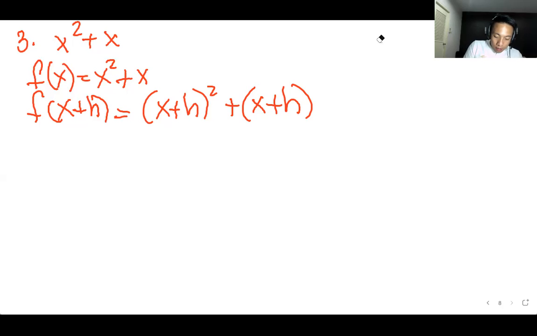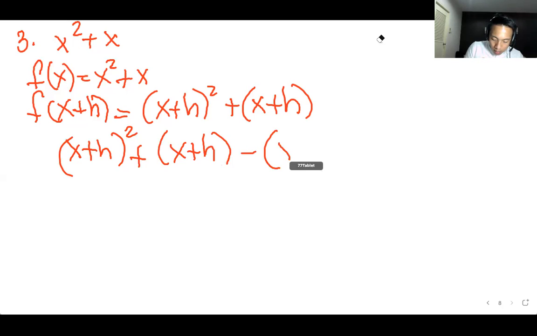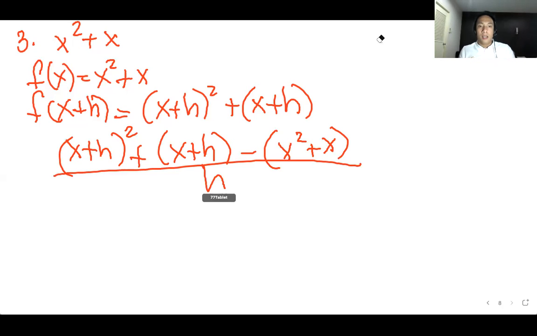And then we now put those into our given equation, or yung given formula natin, di ba? So yung x plus h muna tayo. So we have x plus h squared plus x plus h minus x squared plus x all over h. Di ba? Hindi mo tinag yung h sa baba.